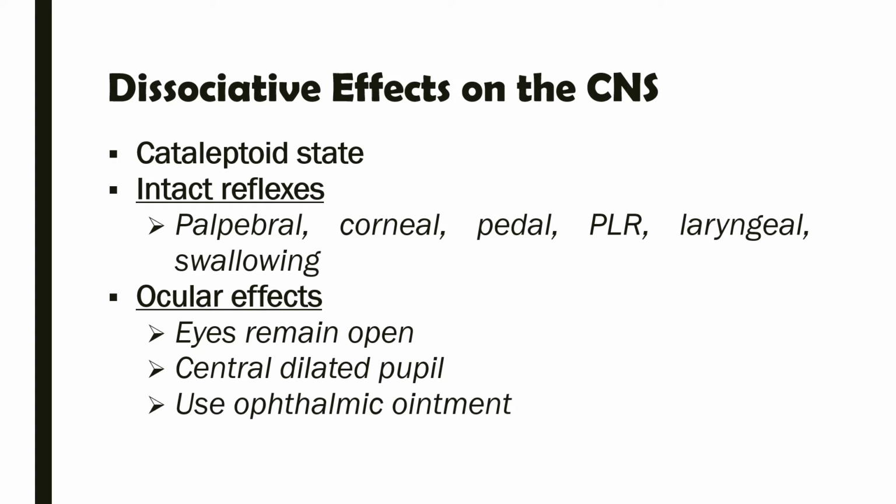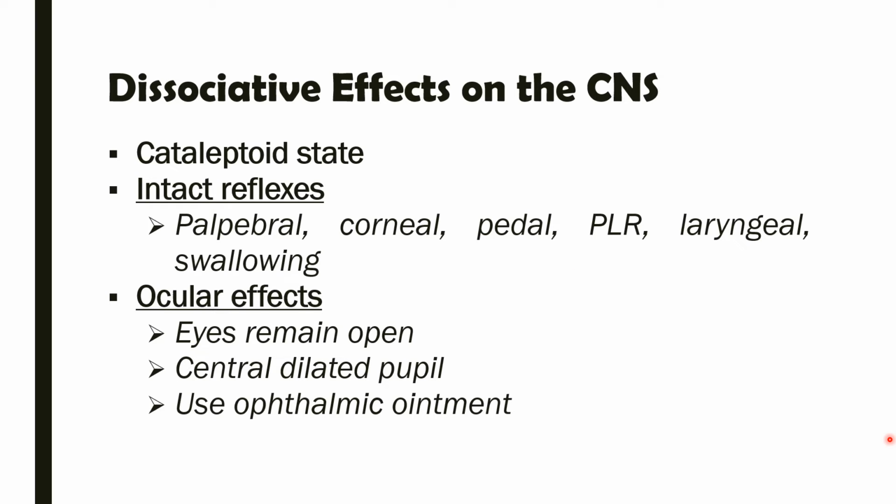These are the dissociative effects of these agents, the dissociative anesthetics, on the central nervous system. First is that it produces a cataleptoid state. So when we say cataleptoid state or catalepsy, that is a condition characterized by trance or seizure with the loss of sensation and consciousness, accompanied by rigidity of the body. So there is rigidity of the muscle. The reflexes are intact, particularly these reflexes: palpebral, corneal, pedal, and other reflexes.